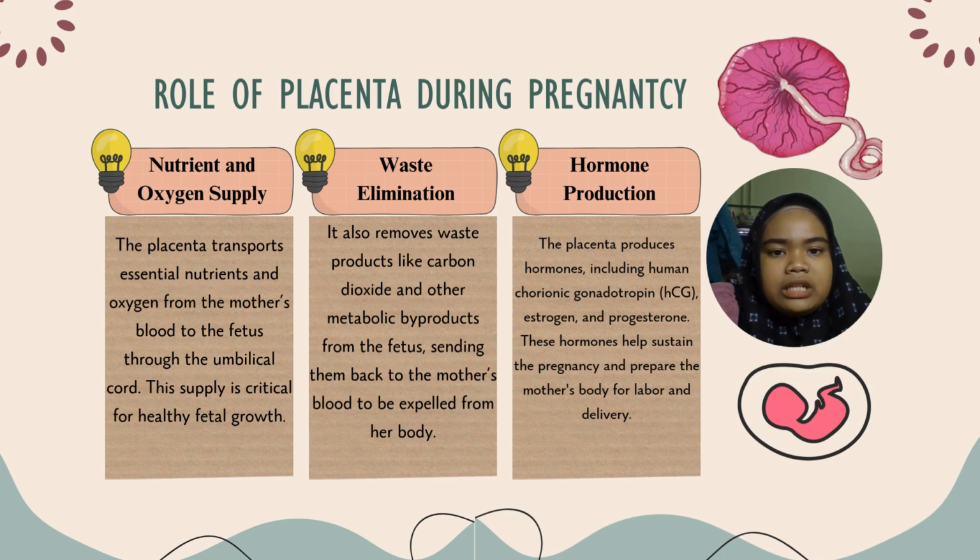And the last one is hormone production. The placenta produces hormone including human chorionic gonadotropin, estrogen, and progesterone. This hormone helps sustain the pregnancy and prepare the mother body for the labor and delivery.